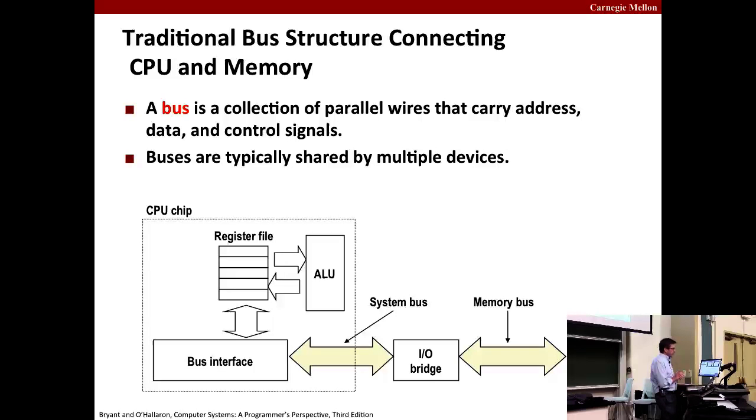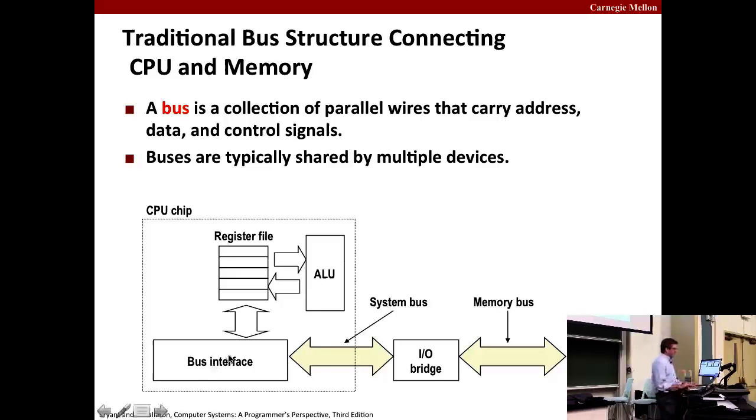So the memories are connected to the CPU using wires that are collectively called buses. Data flows across the wires back and forth from the CPU chip, which consists of a register file. These are the general purpose registers, RAX, RDI, and so on. And there's an arithmetic logic unit that reads and writes data from the register files and then manipulates that data in some way by doing some kind of arithmetic operation or some logical operation.